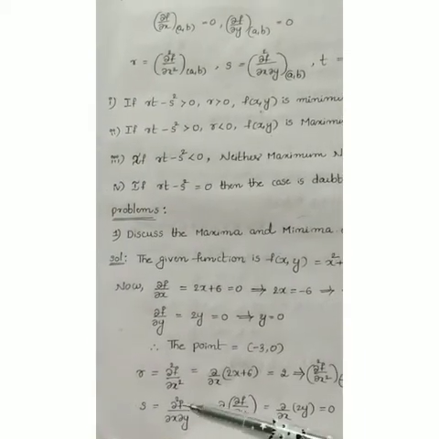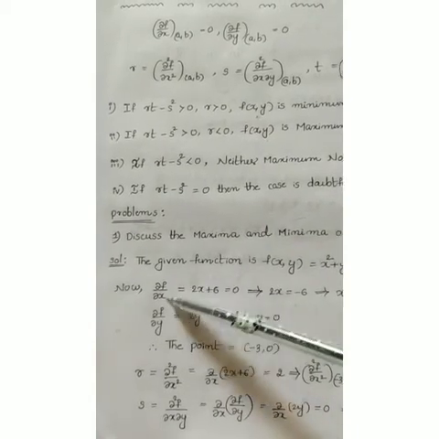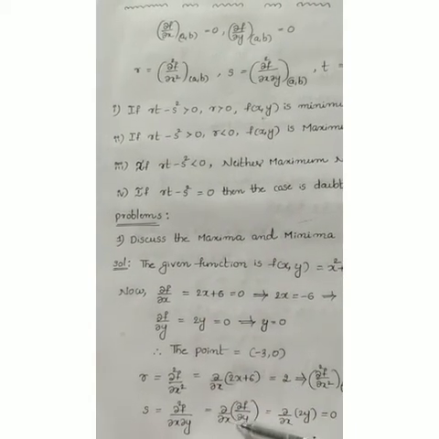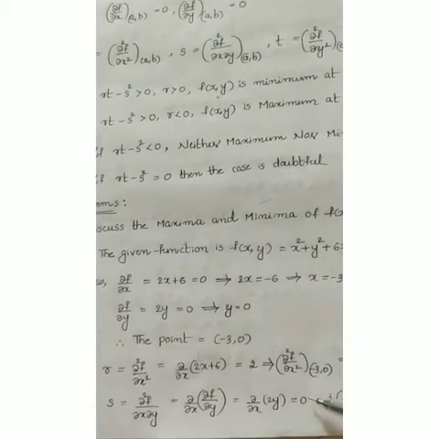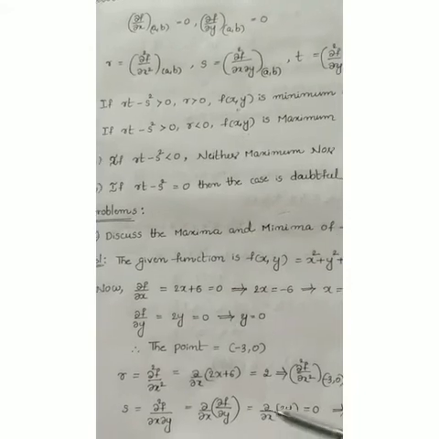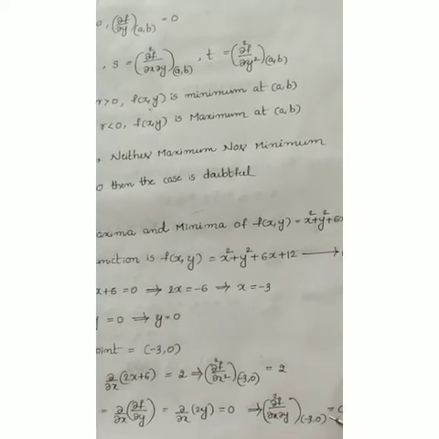Then the s value, ∂²f/∂x∂y. We are differentiating ∂f/∂y with respect to x, that is ∂/∂x of ∂f/∂y, ∂/∂x of 2y, which is 0. So the s value, ∂²f/∂x∂y at the point (-3, 0), is 0.